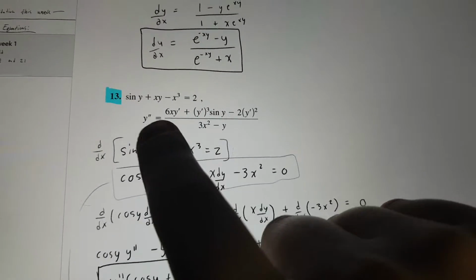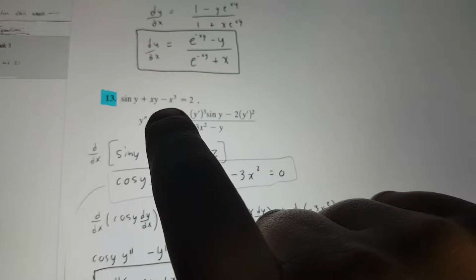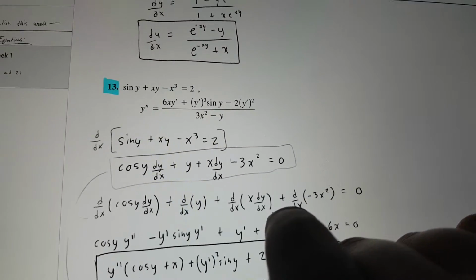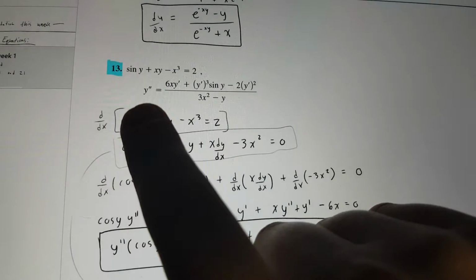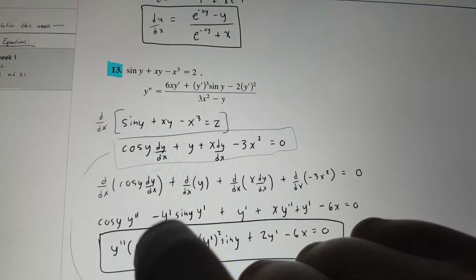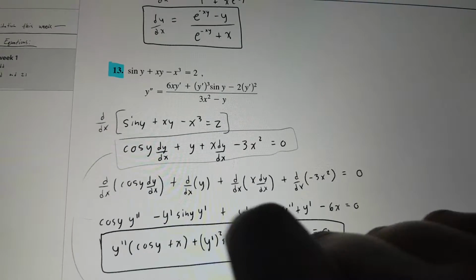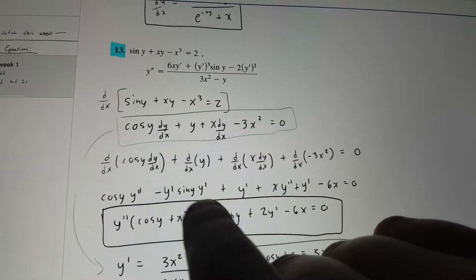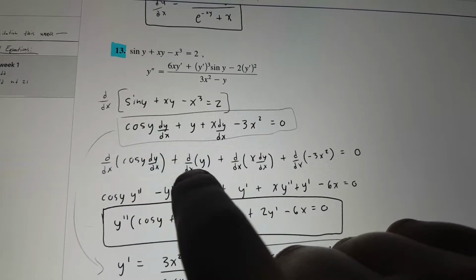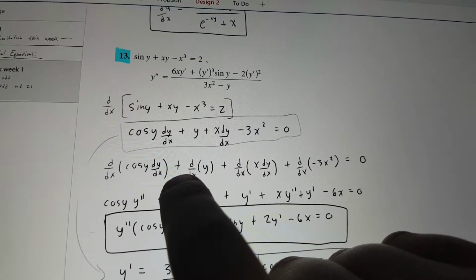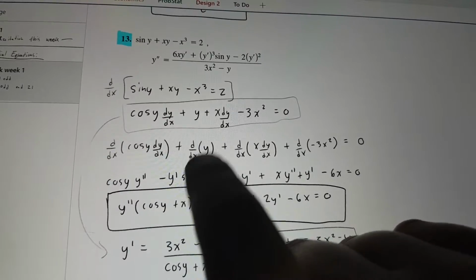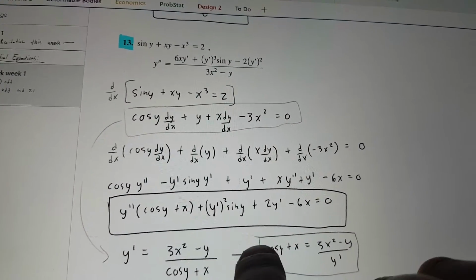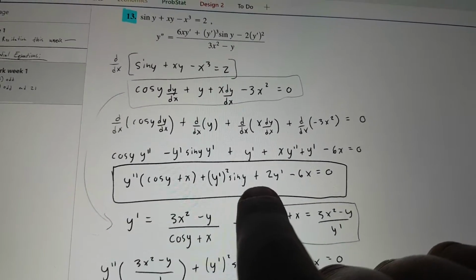Okay, so sine y plus xy minus x cubed equals 2. y double prime is this. So let's take the derivative with respect to x of this. We're going to get this. So we do that again. We're going to take the second derivative of this so we can get y double prime. And now we have this.